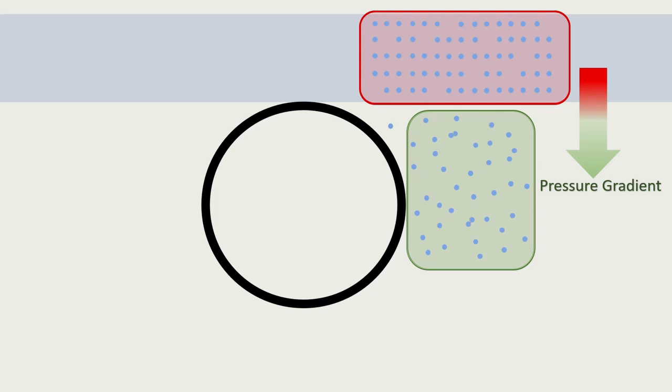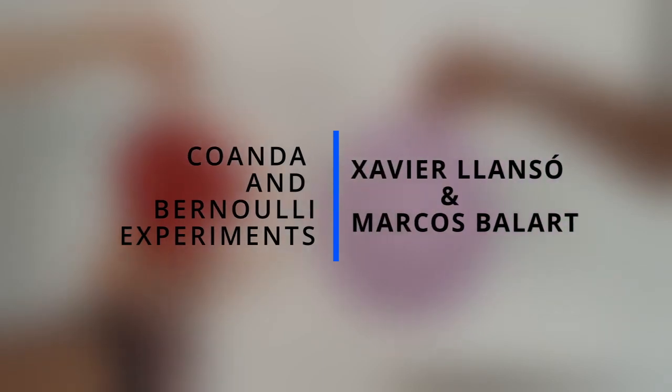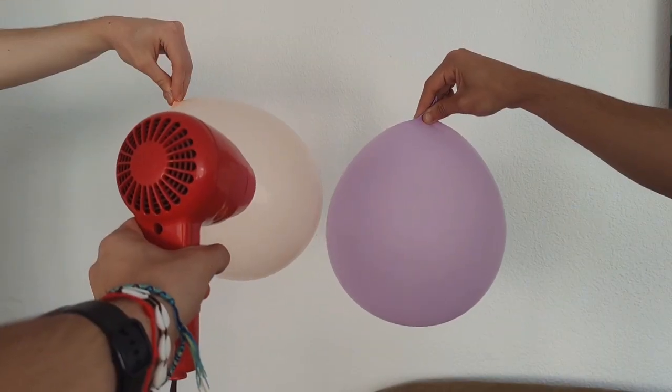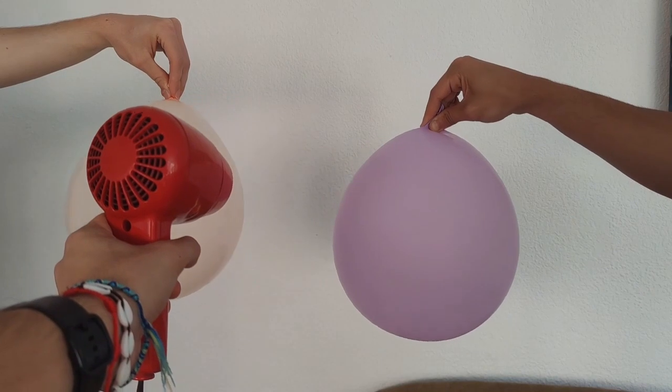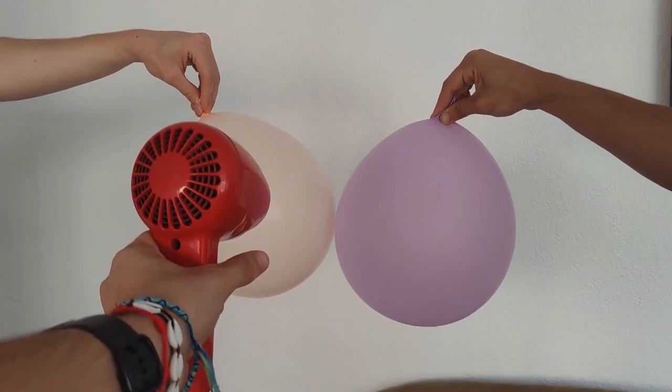This is exactly what is being represented in the animation, applied to a circular section, where it can be seen how the horizontal incident stream changes its trajectory and adapts to the curvature. In this case, the hairdryer generates a flow between the balloons, reducing the pressure. A greater pressure distribution on the outer part pushes the balloons inwards.